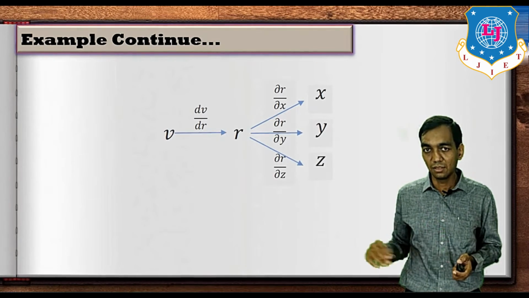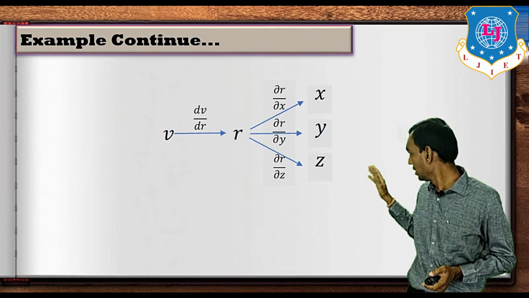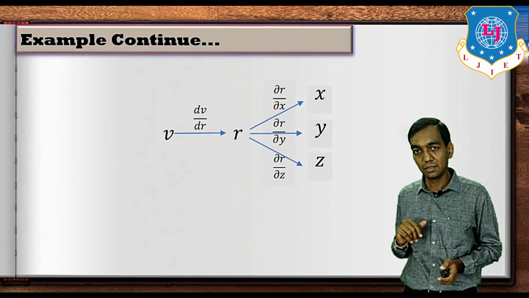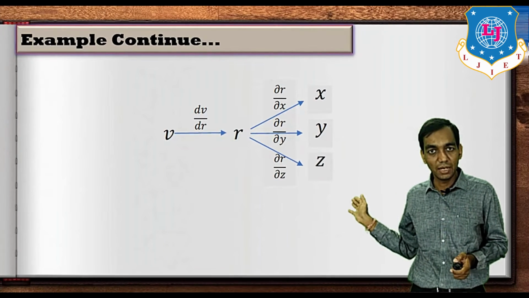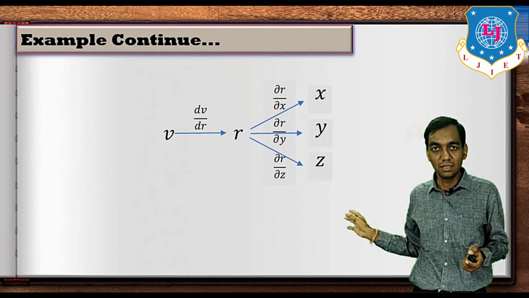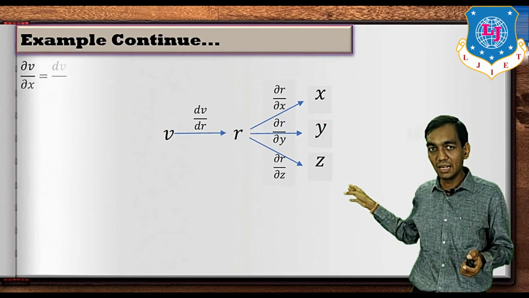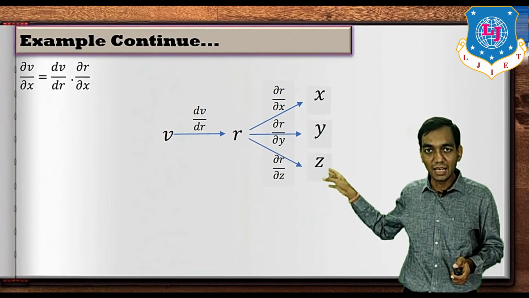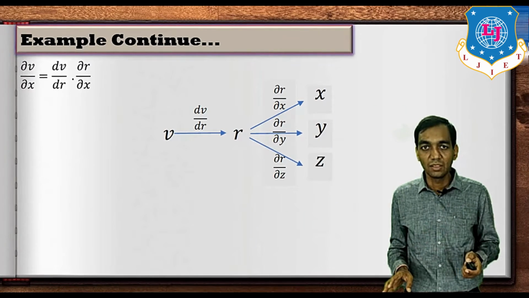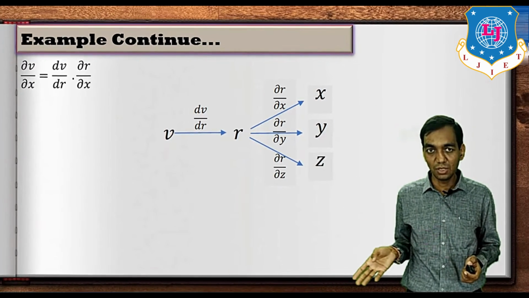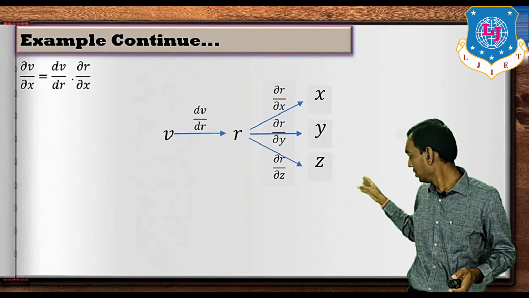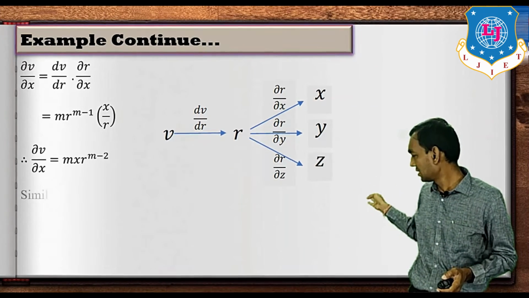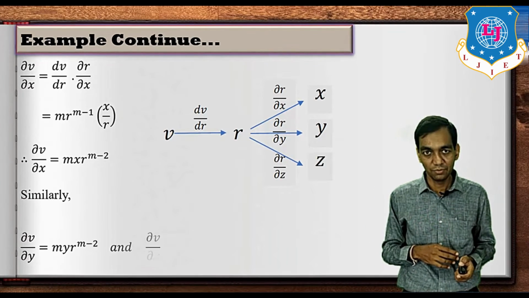Now we are going to apply the chain rule. Here v is a function of r and r is a function of x, y, z, correct? So if you are finding ∂v/∂x, then it will be dv/dr into ∂r/∂x. Correct? Now v is nothing but r raised to m, so dv/dr is m into r raised to m minus 1. And ∂r/∂x is x upon r, that we have already found out.